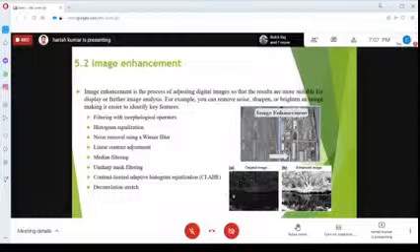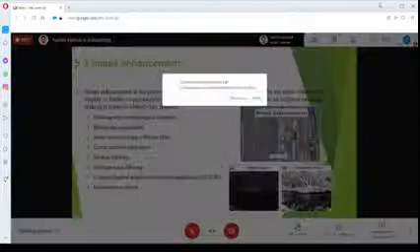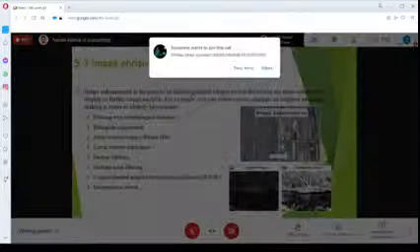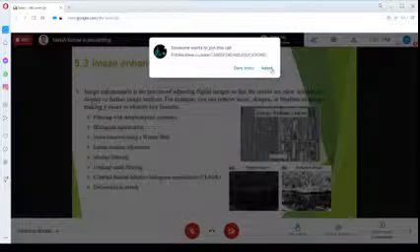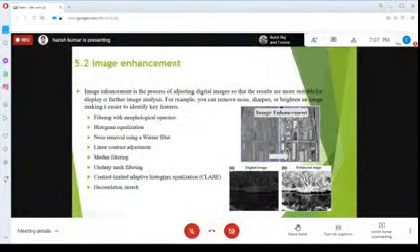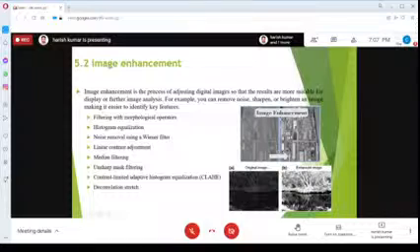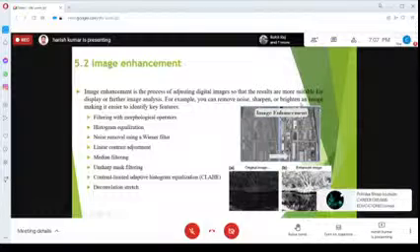Let us take an example of this map. Here on the left side, which is map A, we can observe carefully that there is a lot of noise. If we enhance the image by removing that noise, we can capture the details and clearly notice them carefully. This is the first one.